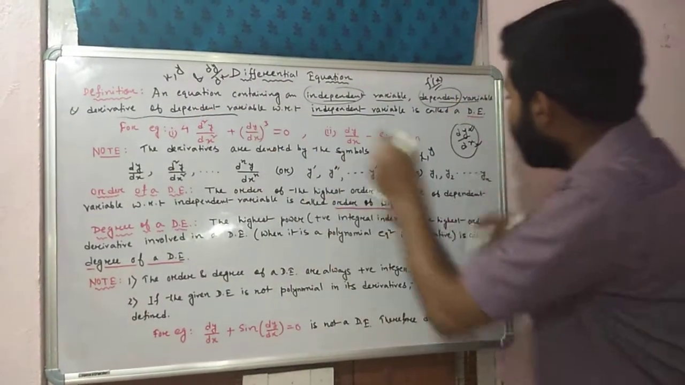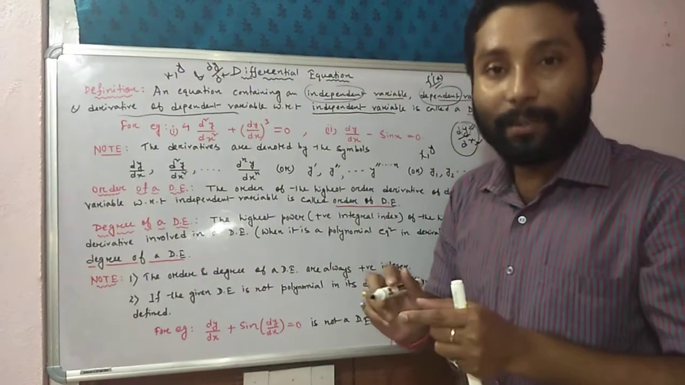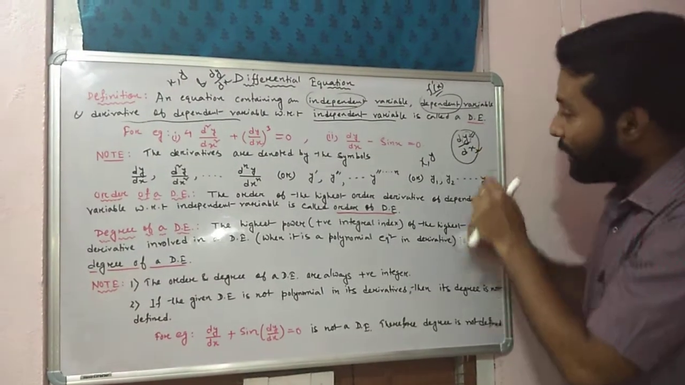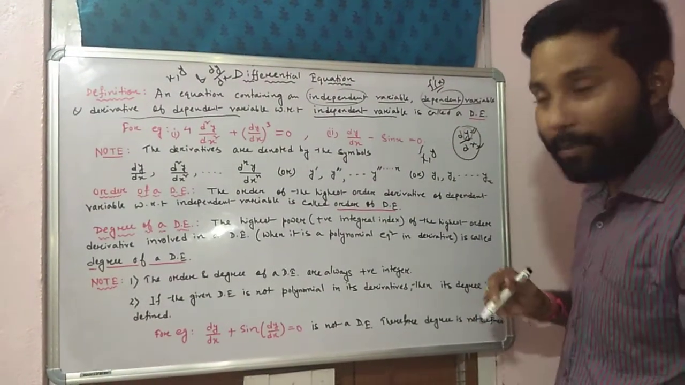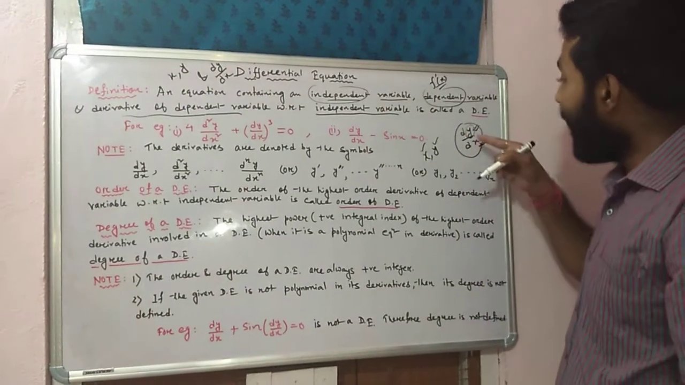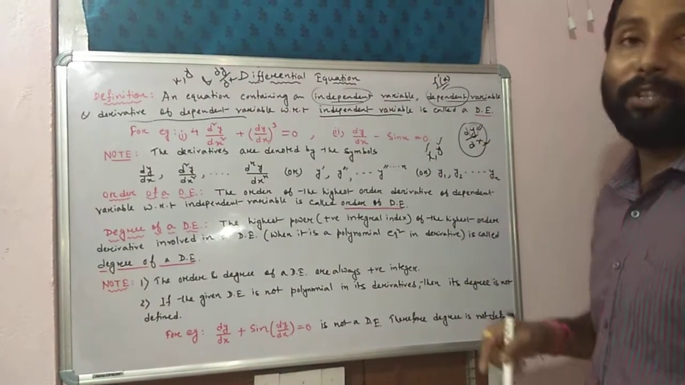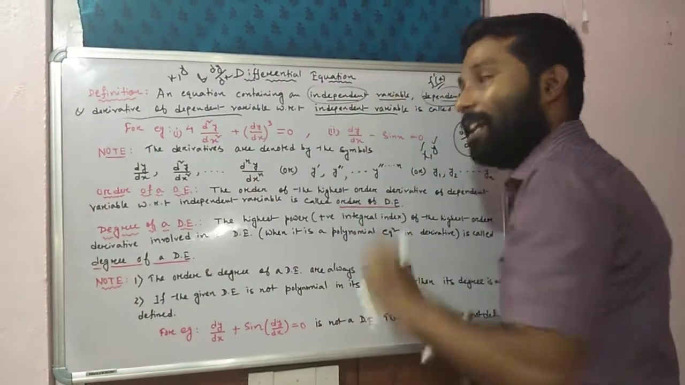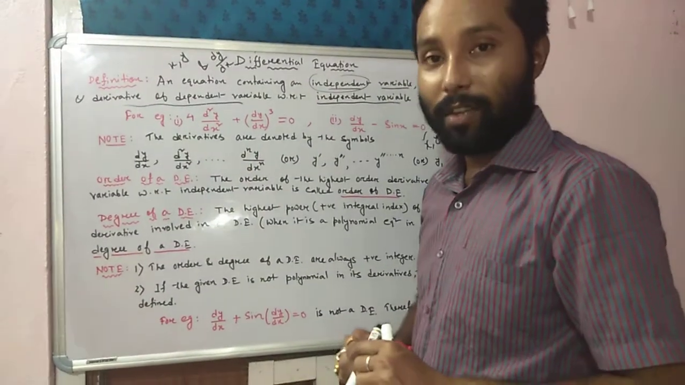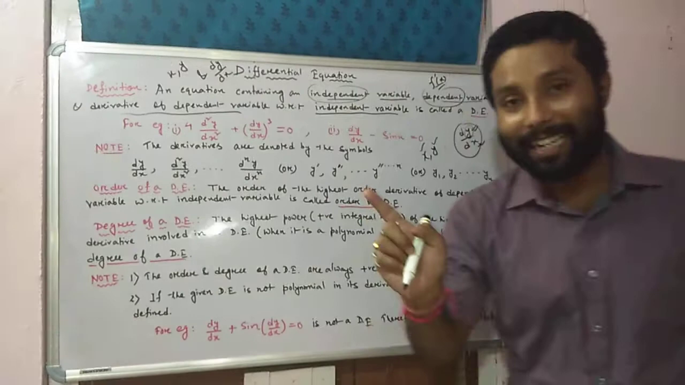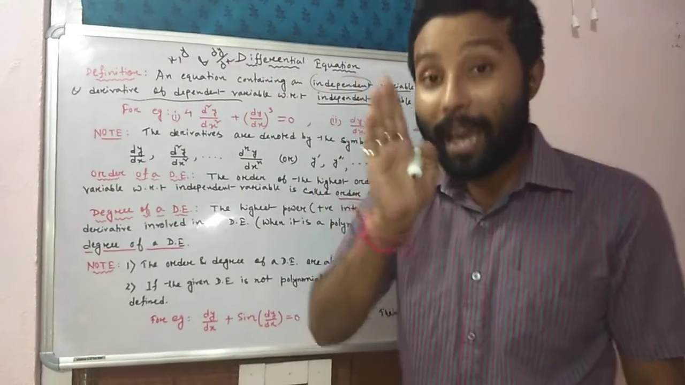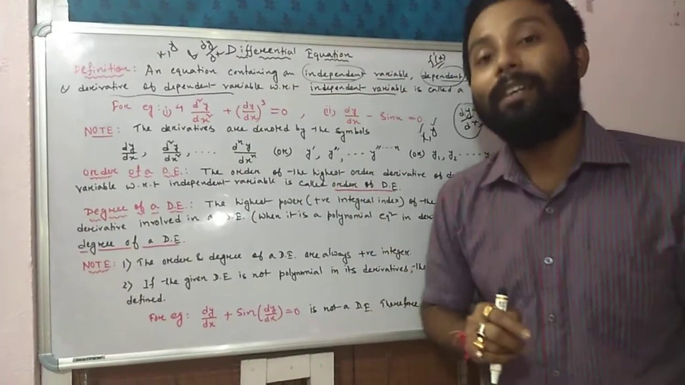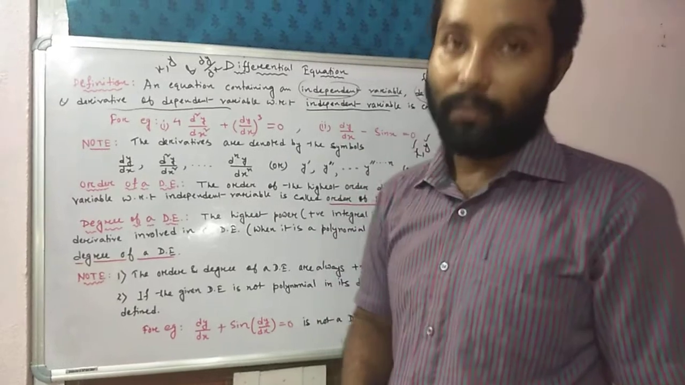So that means the dependent variable is here y. y is the dependent variable. किसके ऊपर dependent है? x के ऊपर dependent है. So that means we can say that x is the independent variable, y is the dependent variable, and the derivative of dependent variable with respect to independent variable. So such type of equation is called differential equation. This is the meaning of this differential equation. Okay, एक equation में जब एक dependent variable, एक independent variable, as well as the derivative of dependent variable with respect to independent variable रहेगा, that type of equation is called differential equation.